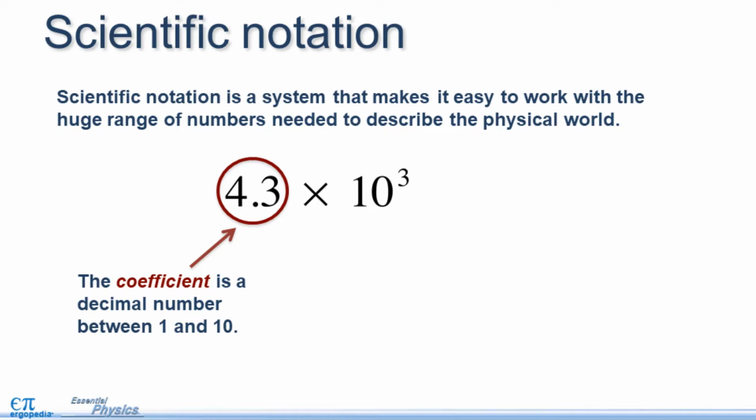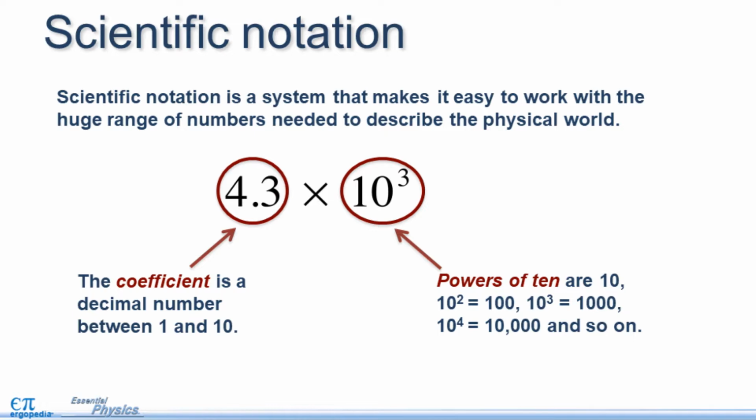For this example, the coefficient would be a decimal number between 1 and 10. Notice here it is the 4.3. The powers of 10 could be 10, 10 squared, 10 cubed, 10 to the 4th power, and so on. In this example, it is 10 to the 3, or 10 to the 3rd power, which is 1,000.